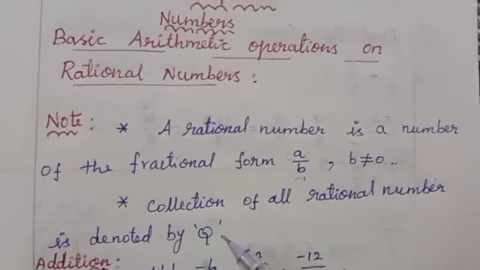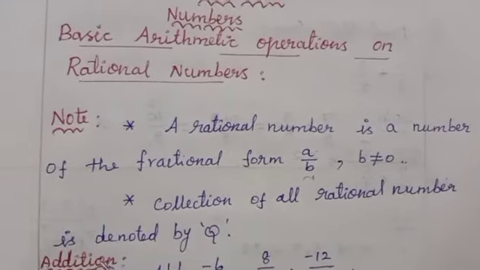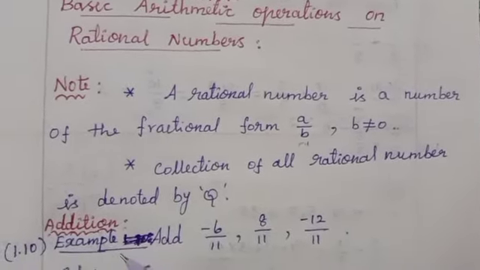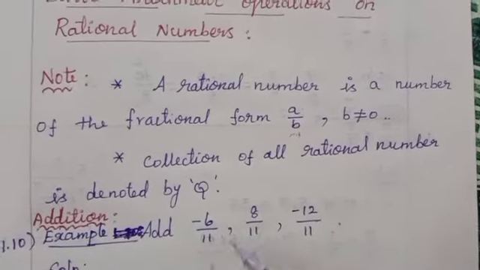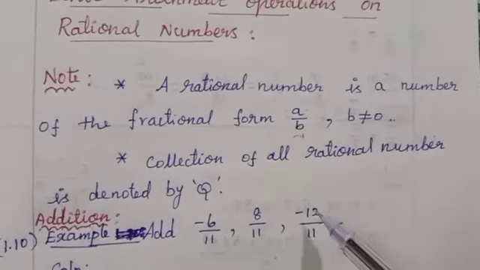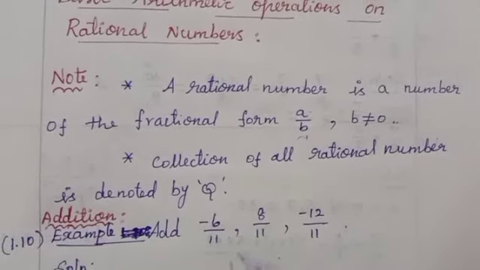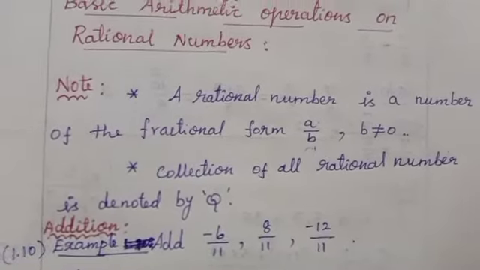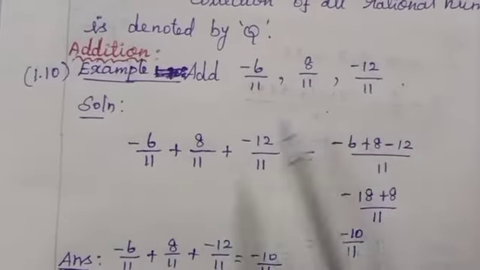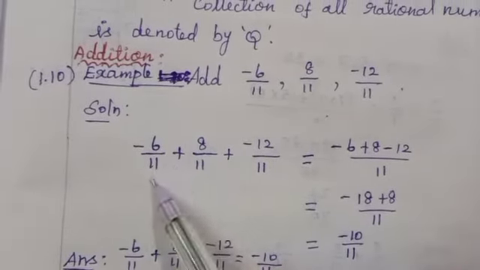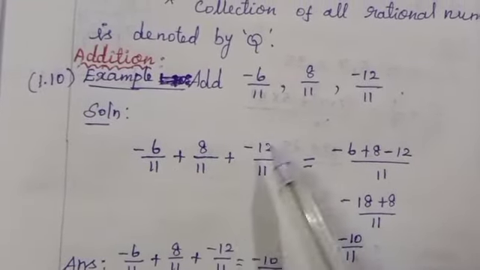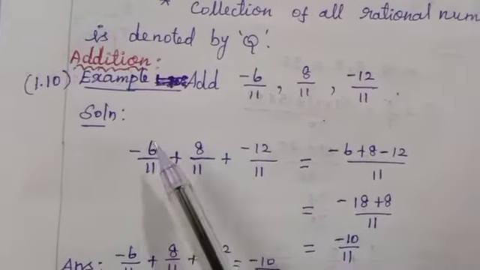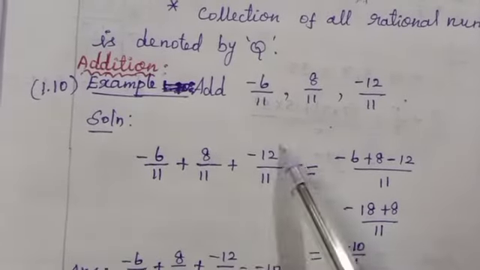Okay students, for rational number addition problems, we will see some examples. For example, add minus 6 by 11, 8 by 11, minus 12 by 11. We have to add these three rational numbers. The given problem is rewritten in this form: minus 6 by 11 plus 8 by 11 plus minus 12 by 11.